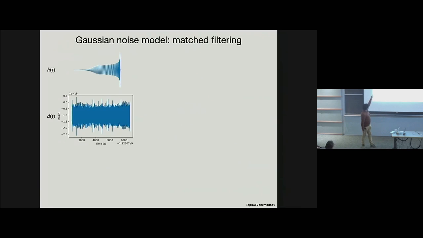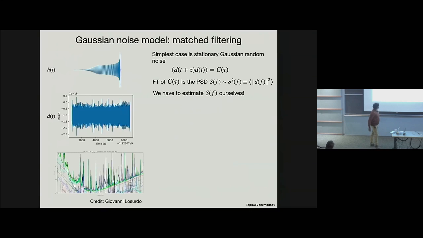You can see that the typical amplitude is 10 to the minus 18. So it's formally 3 orders of magnitude louder than the peak of the amplitude that you see. So you can't find these signals by eye usually. So you have to build a noise model. The standard noise model is that the data is stationary Gaussian noise.